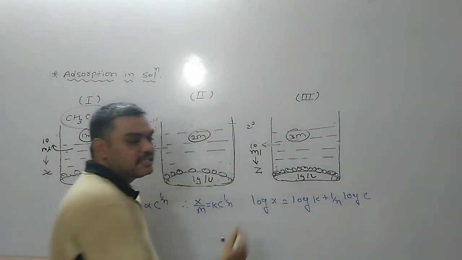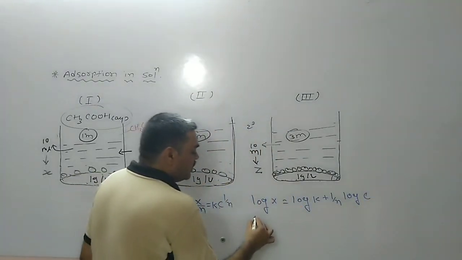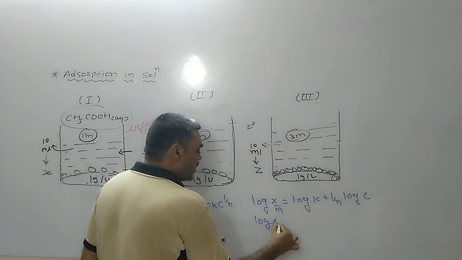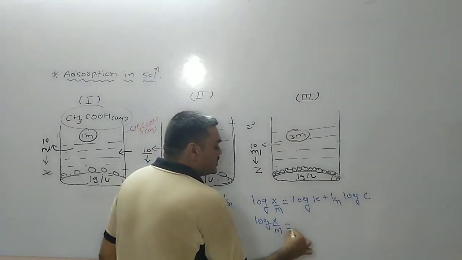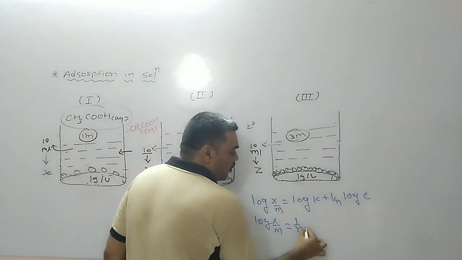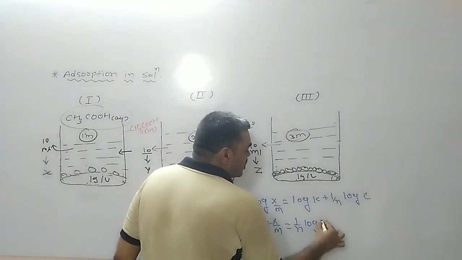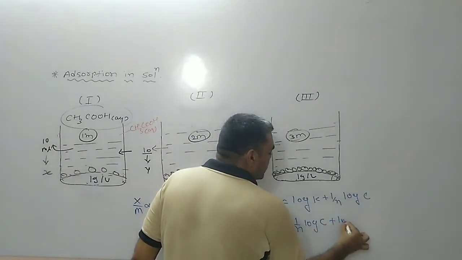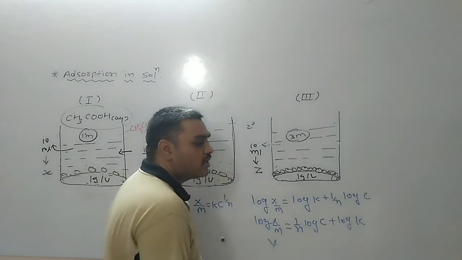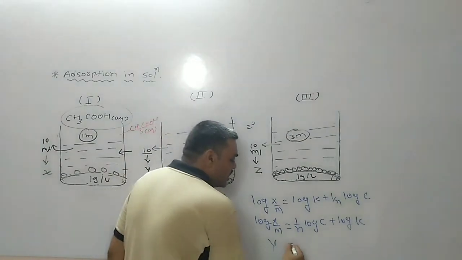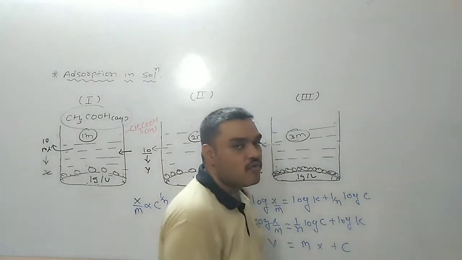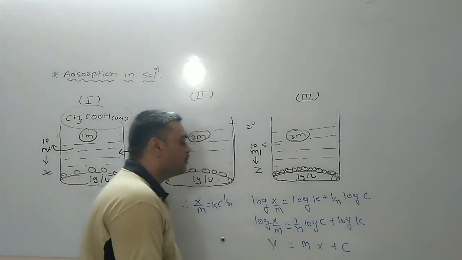You can adjust the step, that log x by m is equal to 1 upon n log c plus log k. You will compare this equation with y is equal to mx plus c. Y is equal to mx plus c.